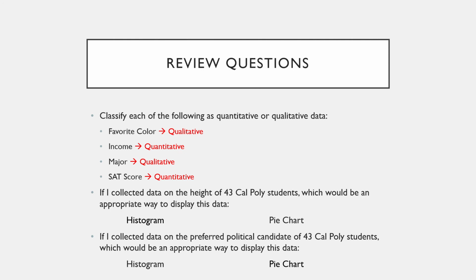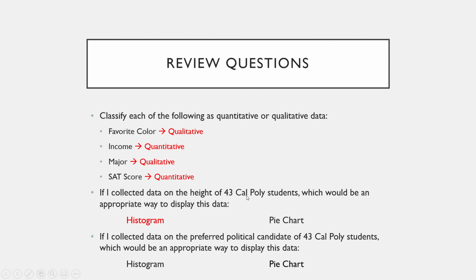Okay, the next question, if I collected data on the height of 43 Cal Poly students, which would be an appropriate way to display this data? So thinking about this data here, we're collecting data on height. So this is going to be quantitative data, right? Since height is going to be expressed numerically. So we need to think about histograms and pie charts. Earlier we said histogram we can use to graph quantitative data. Pie chart we use to graph qualitative data. So in this case we would use a histogram to represent our quantitative data here.